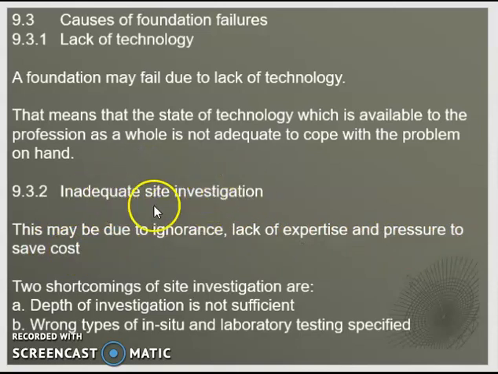Typically a site investigation costs around 3% of a project. So if you can imagine a project cost of $100 million, then site investigation is taking around 3 million. If you can save 50%, that is another 1.5 million that you are saving. So two shortcomings of site investigation could be that the depth of investigation is not sufficient, meaning your bore log is not deep enough, for example, or the wrong type of in situ test or laboratory test was specified. So you do not get representative data for you to do the design.